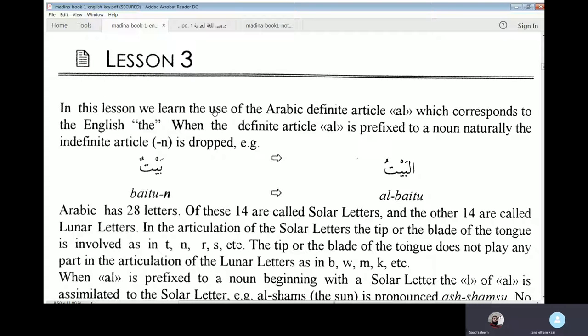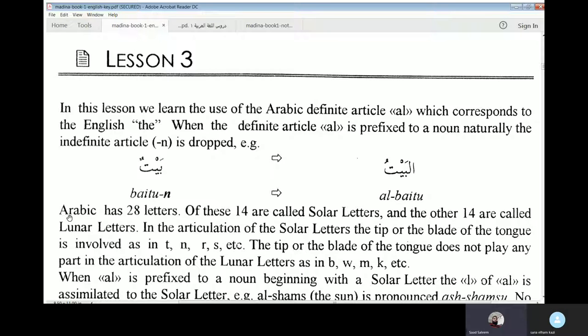In this lesson, we learned to use the Arabic definite article, al, which corresponds to the English "the." When the definite article al is prefixed to a noun, naturally the indefinite article, tanween, is dropped. Example, baytun becomes al baytu. We drop that tanween because of alif lam, and its meaning is also changed. Baytun means a house, al baytu means the house.